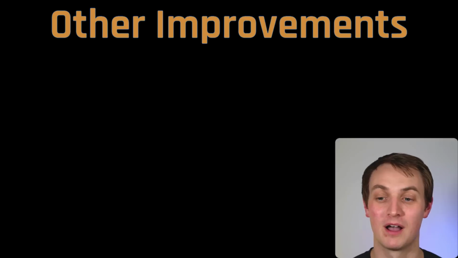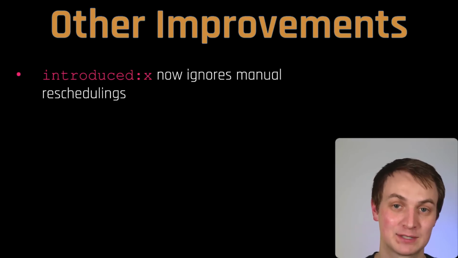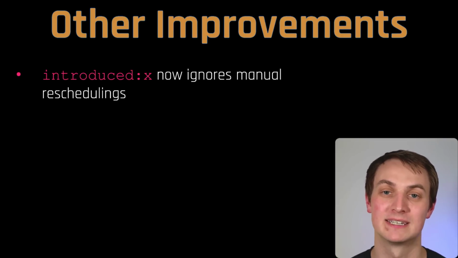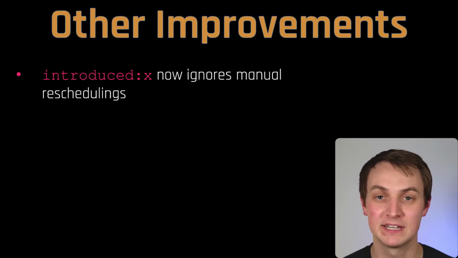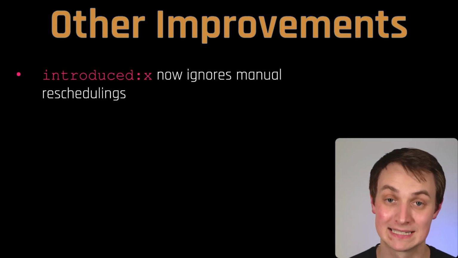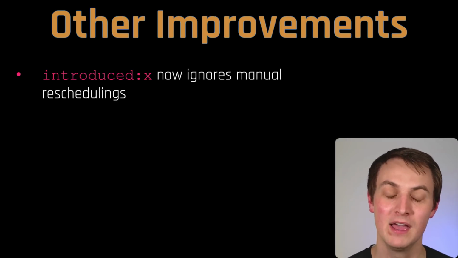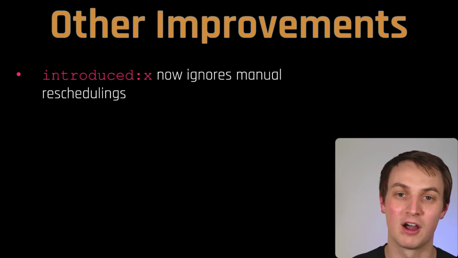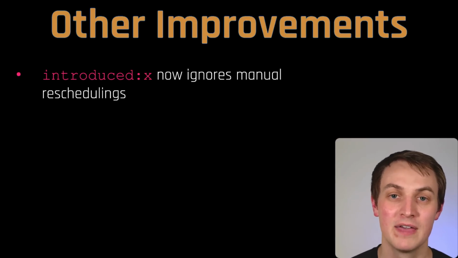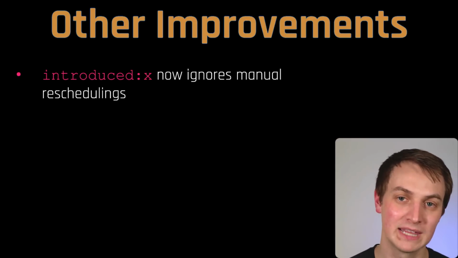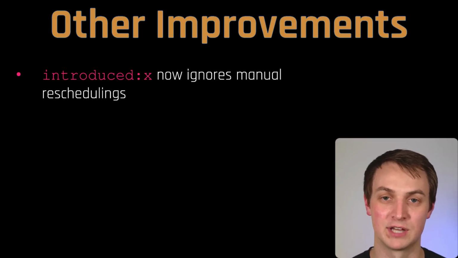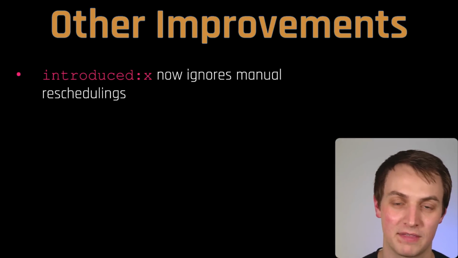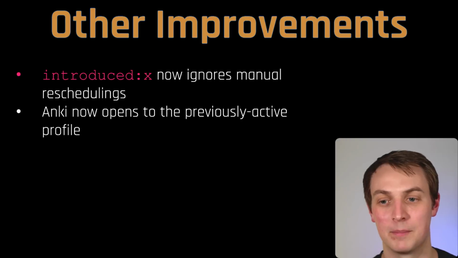Other improvements to Anki: "introduced:X," where X would be a number, is a search command that was introduced in recent Anki versions to tell you how many cards you did and started recently. So if you did introduced:1, that would be how many cards were introduced today. Introduced:2 would be today and yesterday, and so on and so forth. That now ignores manual rescheduling. So previously, if you selected 200 cards and you manually rescheduled them and sent them out into the future, that would say that you had done 200 cards that day, but you really hadn't reviewed those 200 cards. So I think this is a great change. It'll be really handy. It does help with our calculating new cards add-on. It will make it so that things will calculate a lot better. So definitely an update there.